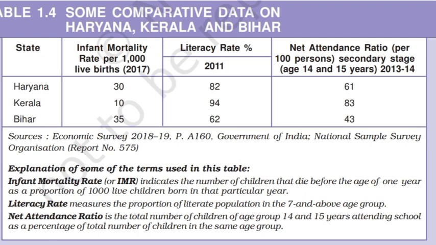Infant mortality rate, which means शिशुओं की मृत्यु दर. Infant mortality rate is the number of children that die before attaining 1 year of age per 1000 live births in a year. It also indicates the development of health facilities in a country. In India, Kerala has the lowest IMR and Bihar has the highest. And next, net attendance ratio.